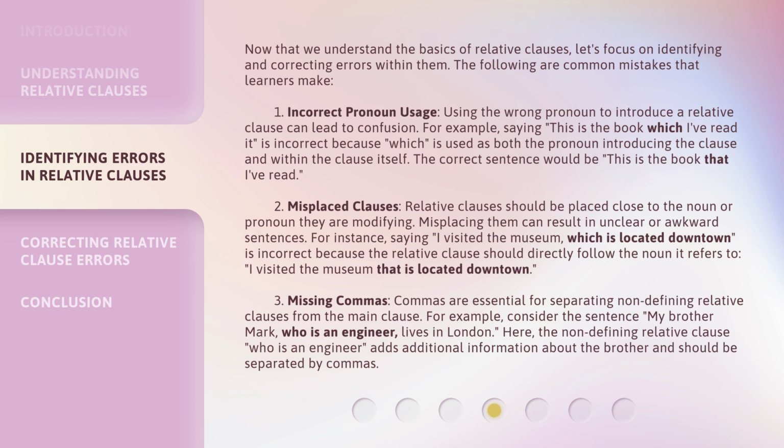3. Missing commas. Commas are essential for separating non-defining relative clauses from the main clause. For example, consider the sentence, "My brother Mark, who is an engineer, lives in London." Here, the non-defining relative clause, "who is an engineer," adds additional information about the brother and should be separated by commas.